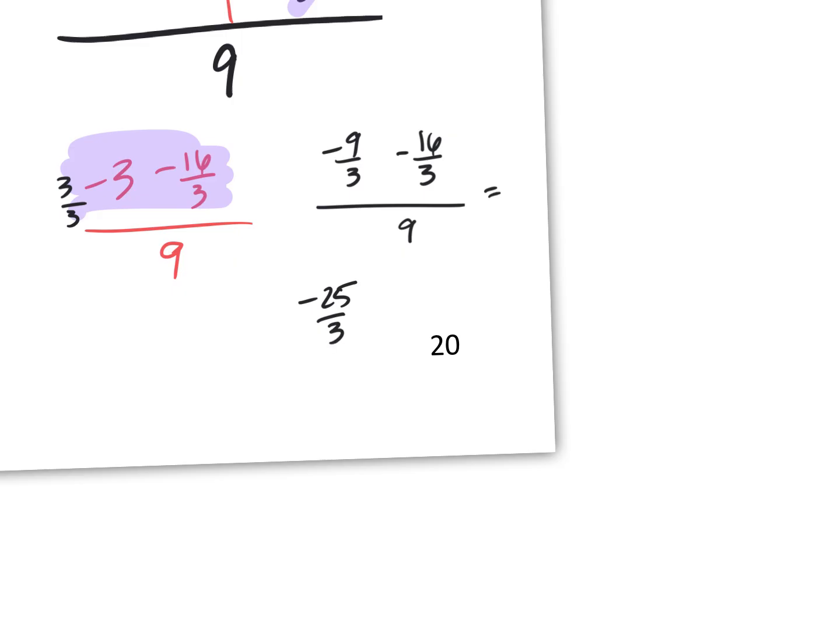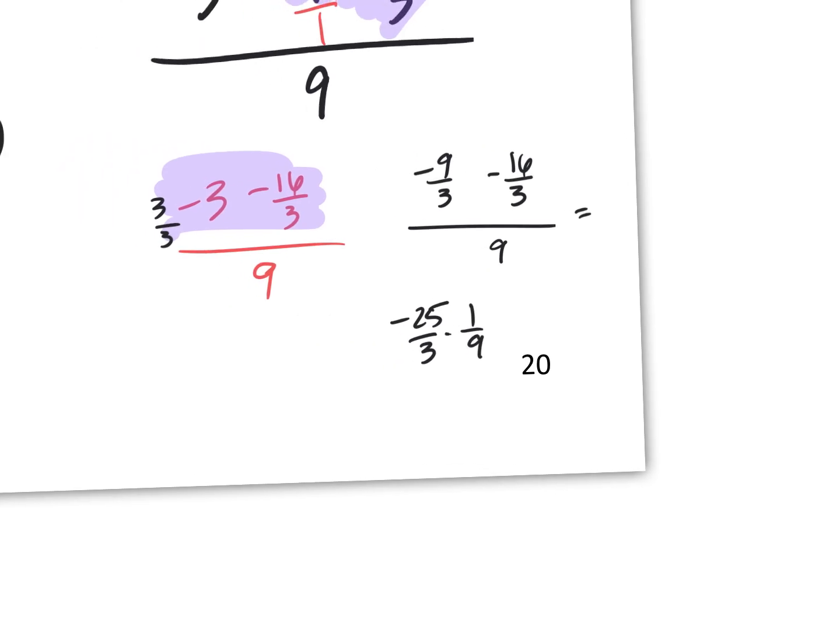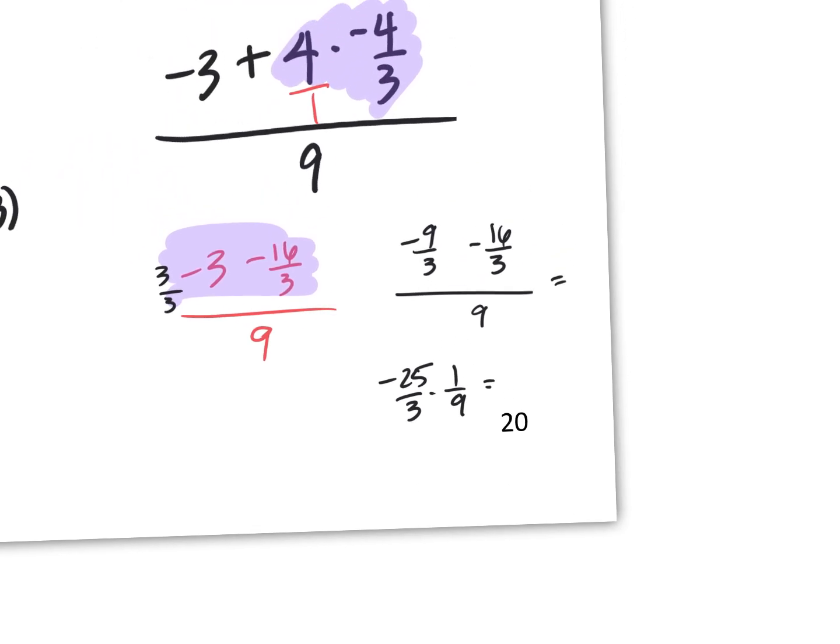Dividing by 9 is the same as multiplying by 1/9. Multiply straight across. Yes, Clifford.